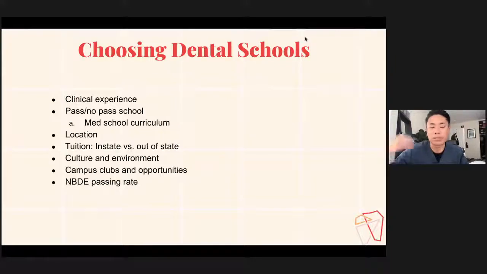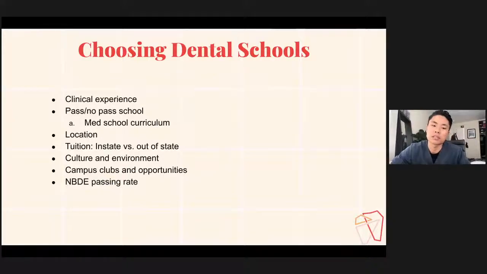For me, UCSF is a pass, no pass school. Unfortunately, we aren't intertwined with the med school curriculum, but if you did want to specialize in oral surgery, I highly recommend going to a school that is pass, no pass, and that has a didactic course that's intertwined with the med school curriculum. And then location was huge for me, hence why I only applied in California.